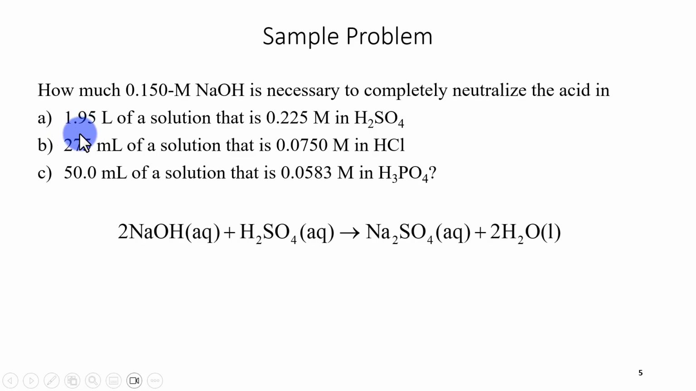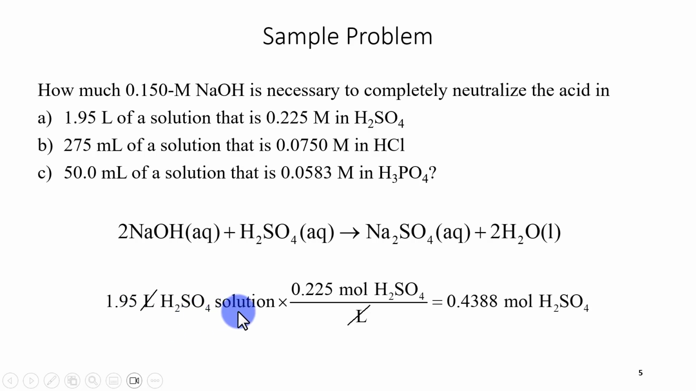Okay, now I am given 1.95 liters of a solution that is 0.225 molar in H2SO4. I can calculate how many moles of H2SO4 I have in this solution, just like we did in the previous problem, and then use my balanced chemical reaction to go from moles of H2SO4 to moles of sodium hydroxide. Once I have the moles of that, I can use the molarity to calculate the volume. So let's take a look.